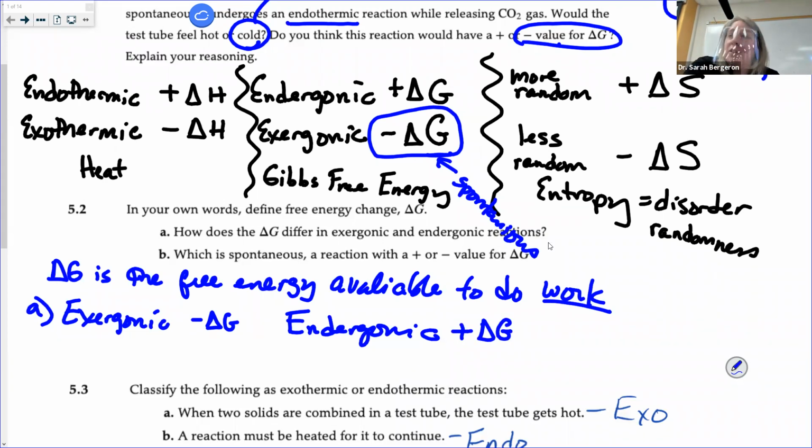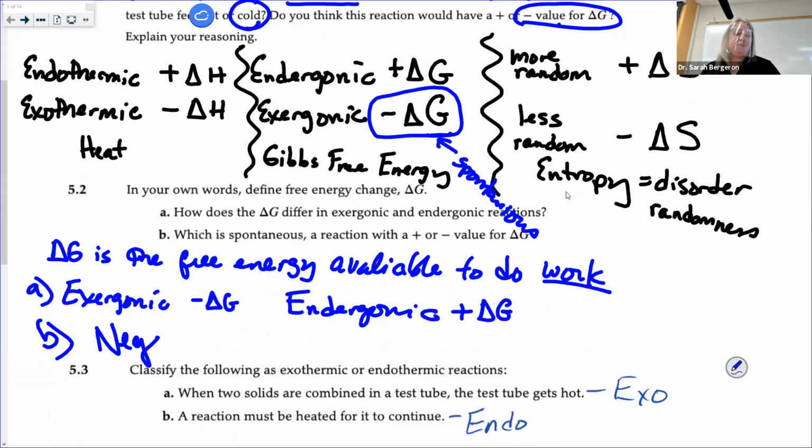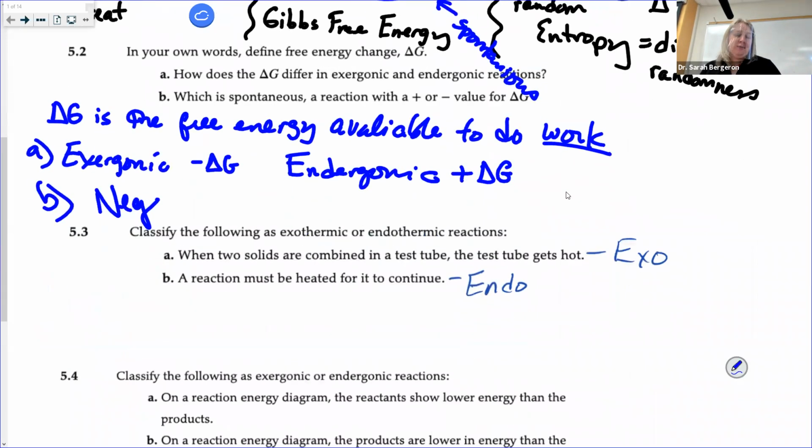Do you see how nice it is to write this out in the beginning? To be able to come back to it? That's what you want to have for your exam. Okay, which is spontaneous? A reaction with a positive or negative value for delta G? Negative. How much easier was it to answer those questions with that cheat sheet right there, right? Okay. Oh yeah, I did that.